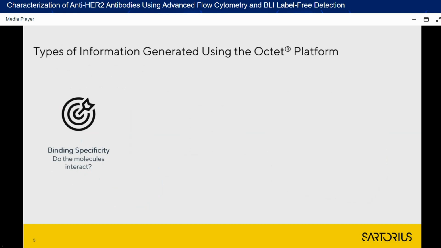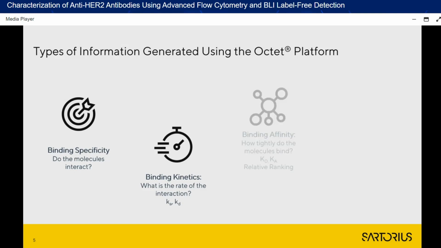And this can be used to measure a range of different parameters. So for example, you can look at the binding specificity, so just an indication of whether molecules interact with each other. It can give information on binding kinetics. So the software can generate values such as association and dissociation rates. Those association and dissociation rates can then be used to generate a measure of binding affinity. So for example, KD values.